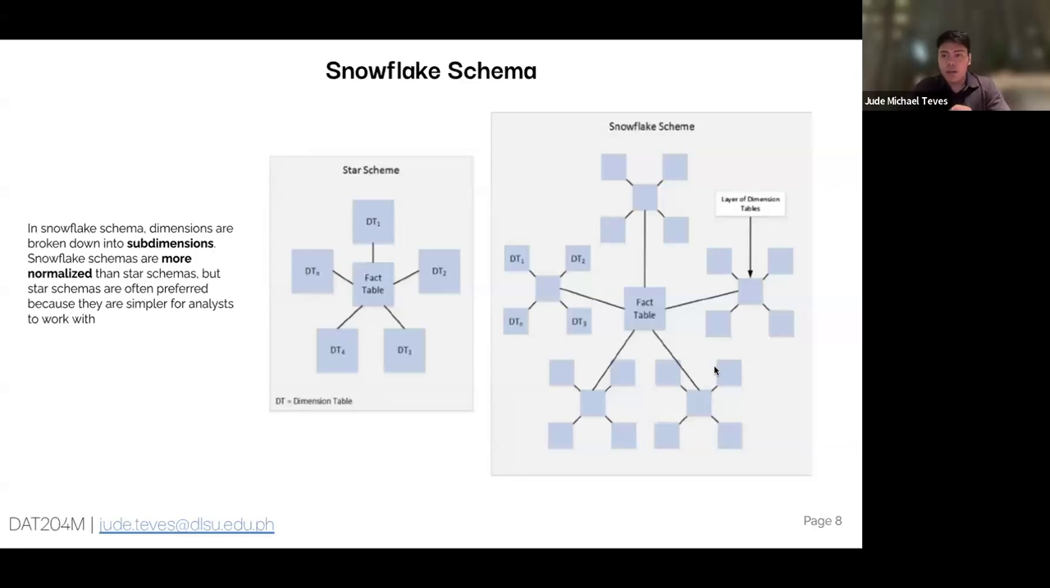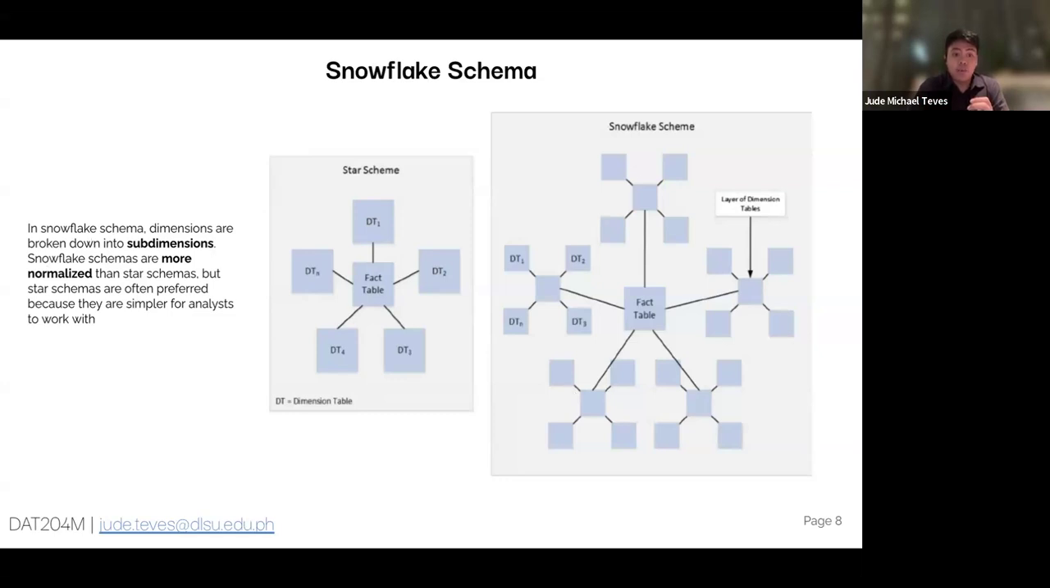Now, the other schema would be Snowflake schema. So what's the difference? Earlier I said there's going to be a better visualization of star schema, and it would be like this. That's why it is called the star schema. So you have the fact table and then the dimension tables. But the difference with Snowflake schema is this. In Snowflake schema, dimensions are broken down into subdimensions.